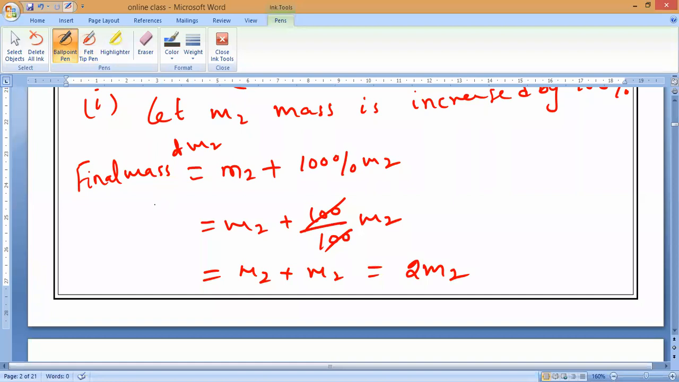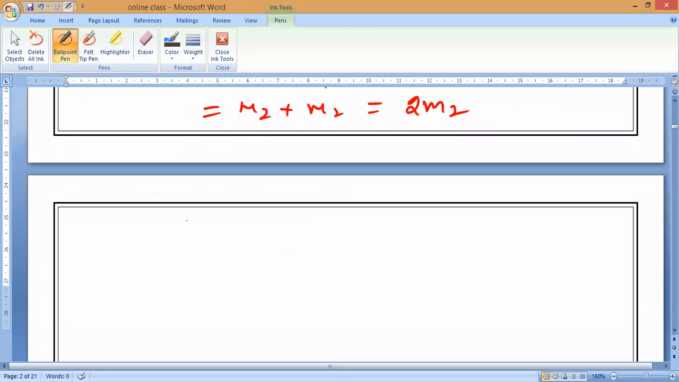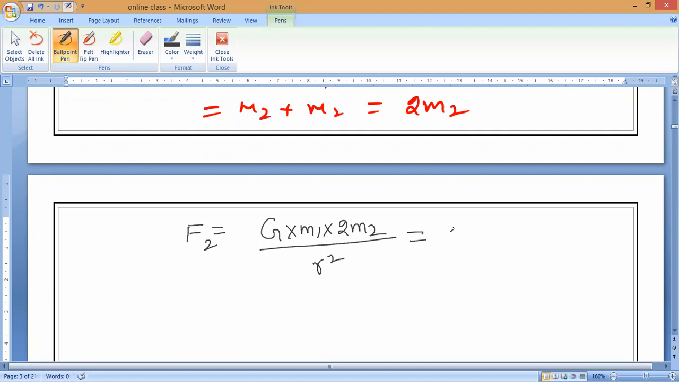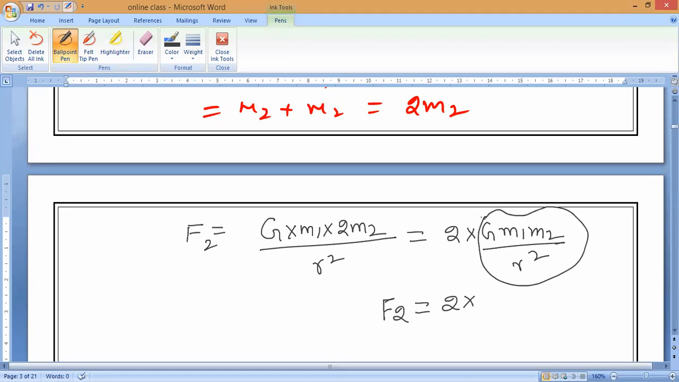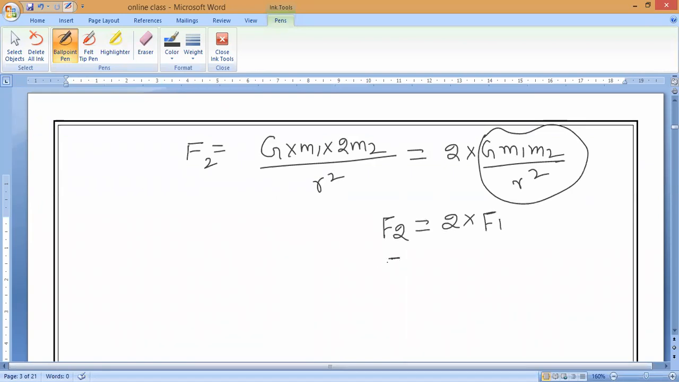So now you can substitute it. What is the equation we know? F2 equals G into M1 into 2M2 divided by R square. So this is how I can write it: 2 into G M1 M2 divided by R square, and this full term equals F1. So force F2 equals 2F1. That's all. Clear, guys? Both cases are the same.